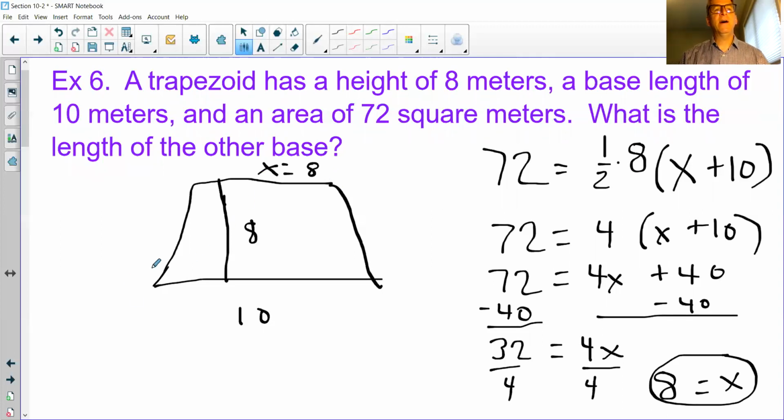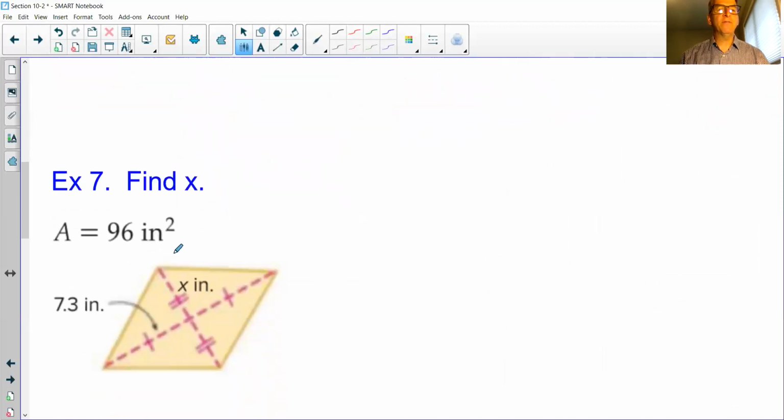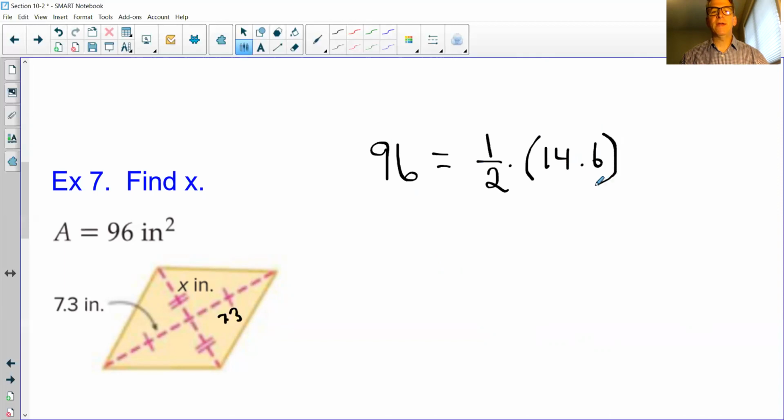And lastly, today is example 7, find x. All right, so we have this x here, and we know that this is 7.3. So we probably should put down that this is 7.3. We know the area is 96, and that's equal to 1/2 times the product of the two diagonals. Well, one side is 7.3 and the other side is 7.3, so one diagonal is 14.6. The other diagonal is x plus x, or 2x.